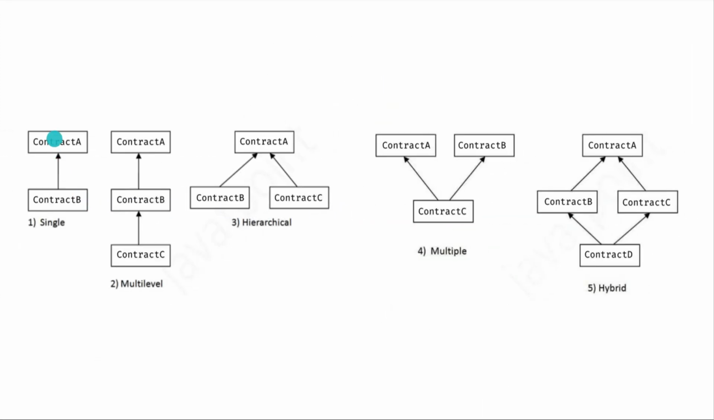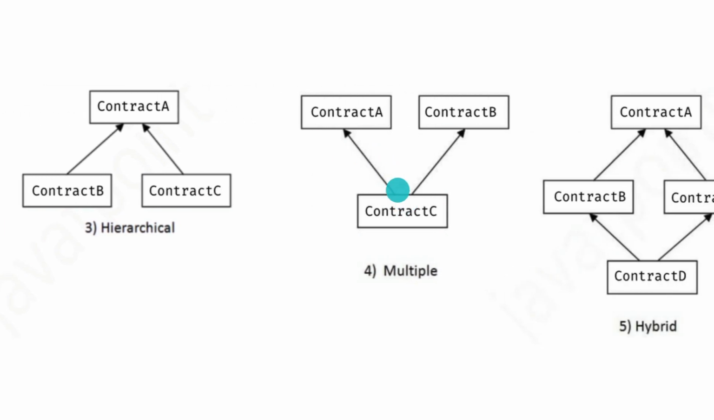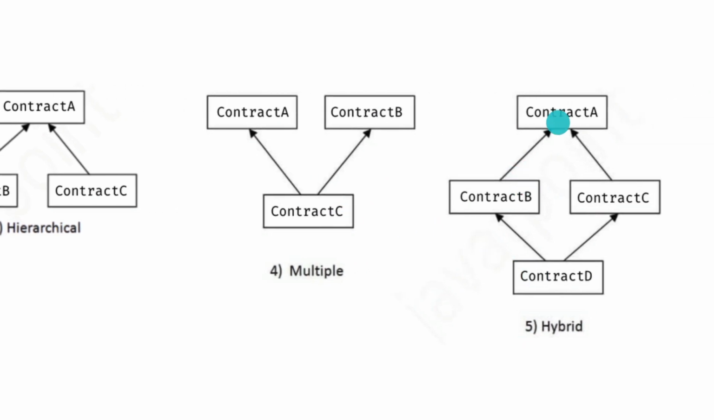So this would be the single case here. But inheritance actually works also with multiple contracts. And you can have multi-level, hierarchical, multiple, or hybrid inheritance. So you can see we can inherit from multiple contracts as shown here. We can inherit from a contract in multiple other contracts as shown here. And we can even inherit from multiple contracts that have the same underlying base contract as shown here.